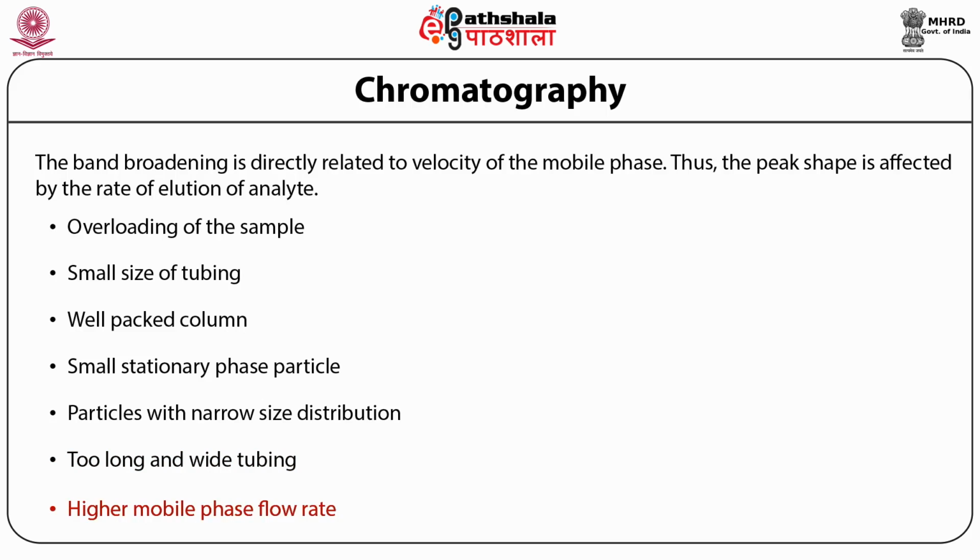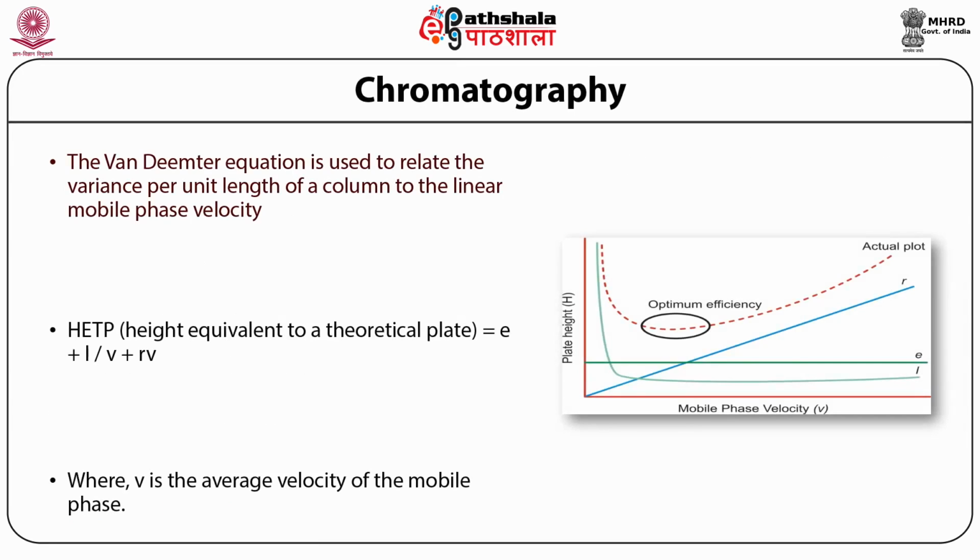So you can keep your chromatographic separation at a good resolution by using small size of tubing, keeping the right concentration of sample, having a well packed column, and a narrow size distribution of resin and short tubing. If all these parameters are satisfied, then you can get a good chromatographic separation. The Van Deemter equation is used to relate the variance per unit length of a column to the linear mobile phase velocity.